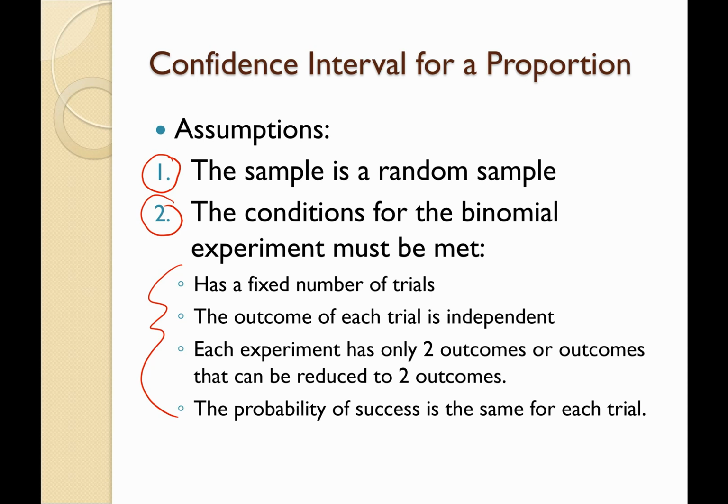So remember, for the binomial experiment, we have a fixed number of trials. The outcome of each trial is independent. So one trial happening does not affect the next one or the one after that. Each experiment has only 2 outcomes, or your outcomes can be reduced down to 2. And the probability of success is the same for each trial. So again, we get to assume those things. Sometimes we're told them in the particular problem situation, but other times we're not. We get to make that assumption. Unfortunately, for this course, we're not the researcher, we're not collecting the data, we're not ensuring that these things happen. These are things that we are assuming happen.